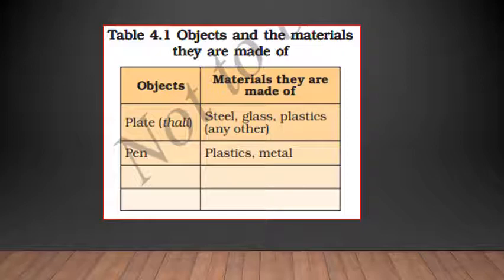Now here in the example you can see plate or thali. It is made of steel, glass, plastics. You have seen steel plates. You might have seen glass plates. You might have seen plastic plates also. Pen. It is made of plastic or metals. Some pens are made of plastic. Some pens are made of metal. Like this, if you consider any other object like a bag, a bag is made of different kinds of cloth. Either it can be leather, it can be jeans cloth, it can be normal cloth that our bags are made of. That will be your table 1.